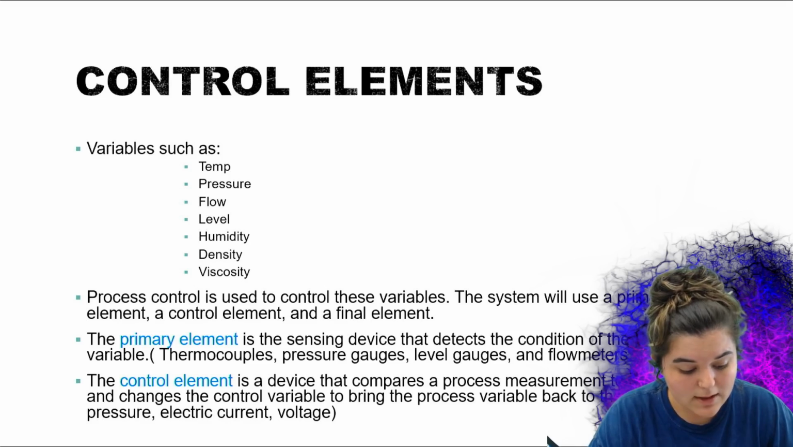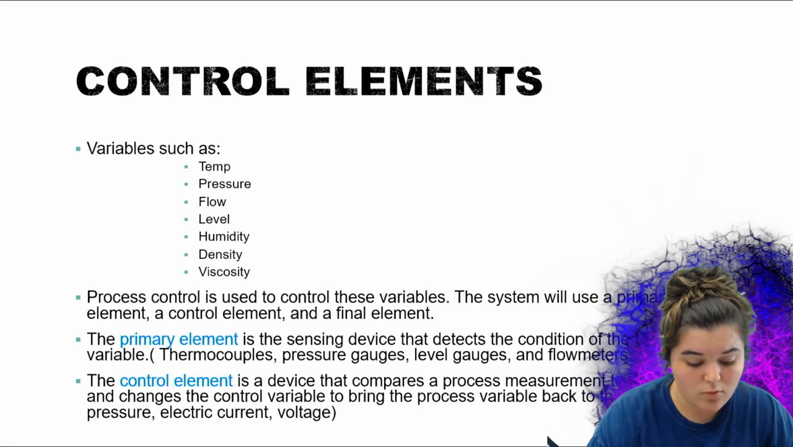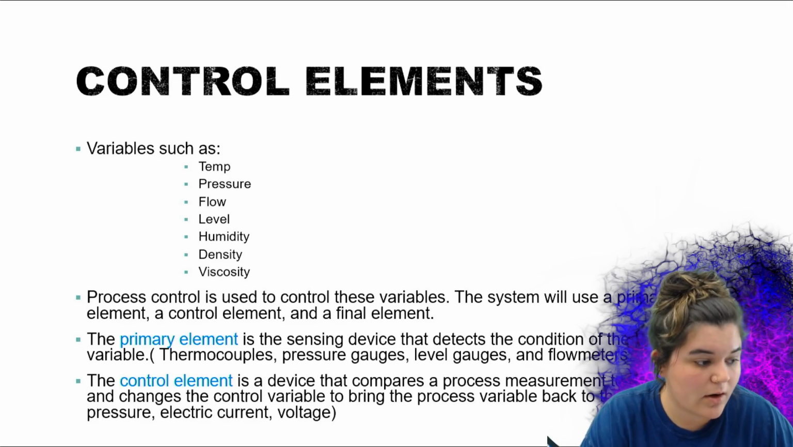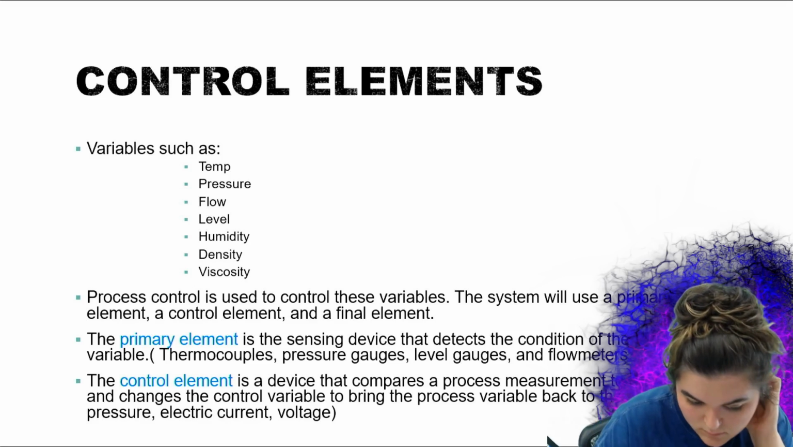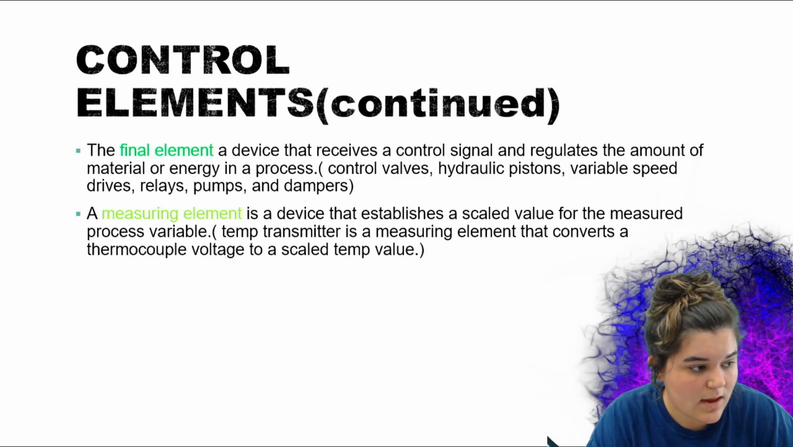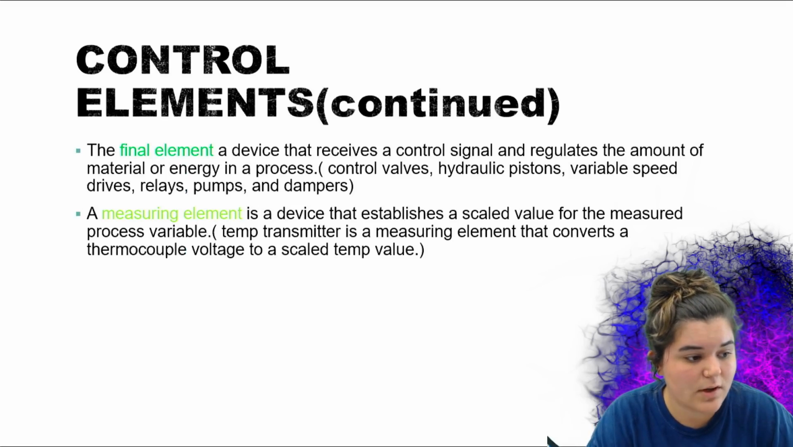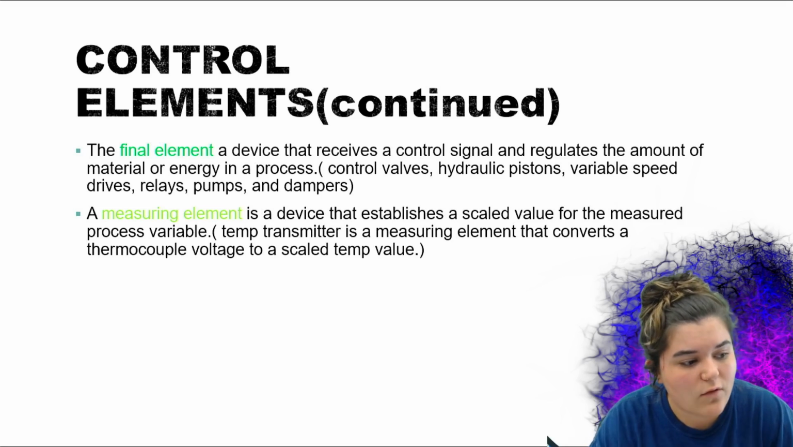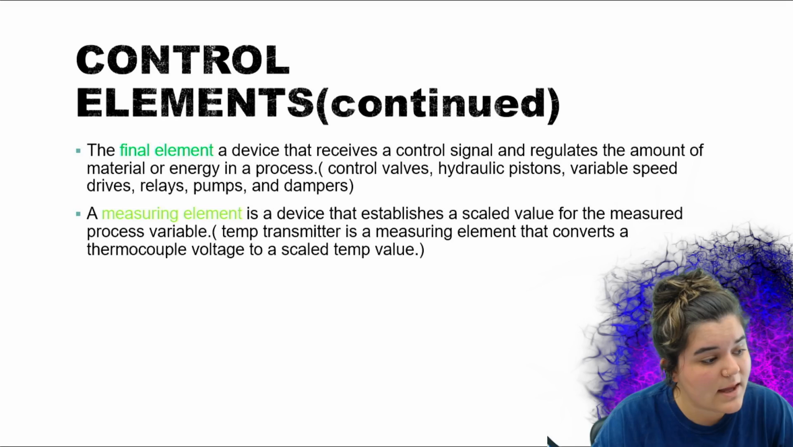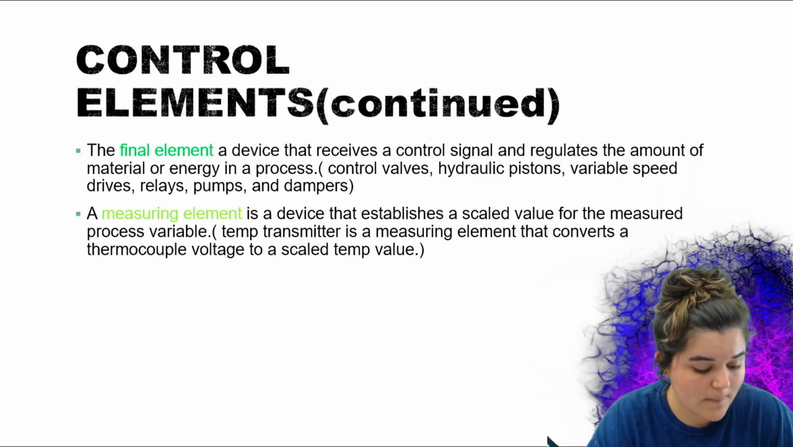The control element is a device that compares a process measurement to a set point and changes the control variable to bring the process variable back to the set point. So that could be air pressure, electric current, or voltage. The final element is a device that receives a control signal and regulates the amount of material or energy in a process. So this could be control valves, hydraulic pistons, variable speed drives, relays, pumps, and dampers.